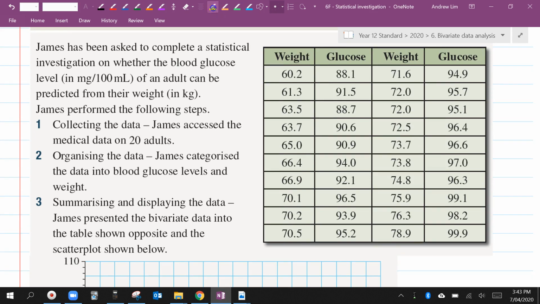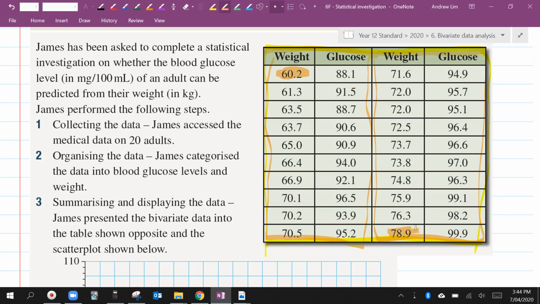If you have a look at this table, there's actually 20 people here. We need to look at this one, that's 10, and this one here, that's another 10. So in total, there's 20, ranging from a weight of 60.2 kilograms to 78.9 kilograms. So he collected the data by surveying 20 adults.